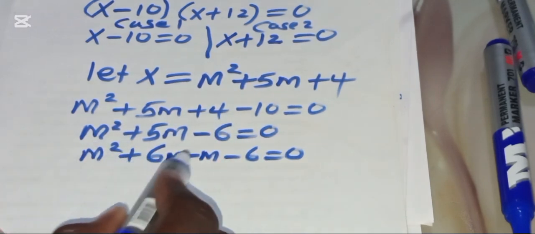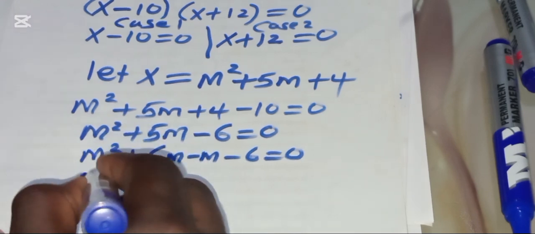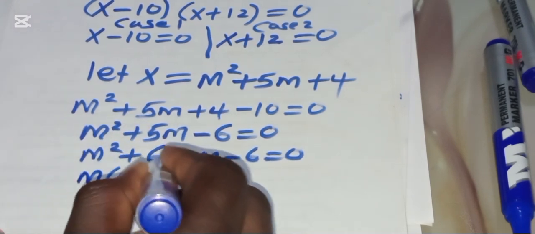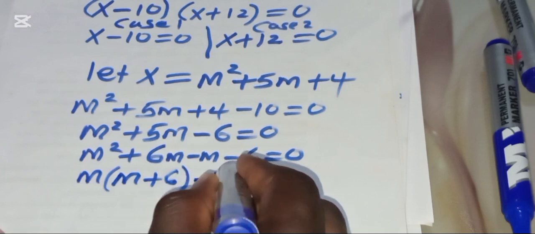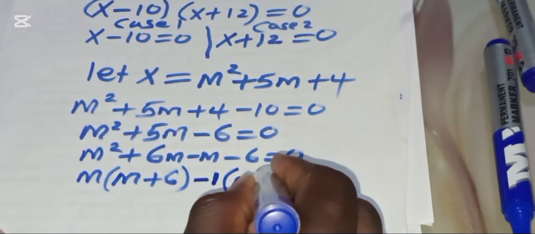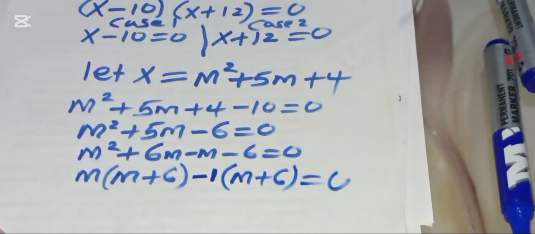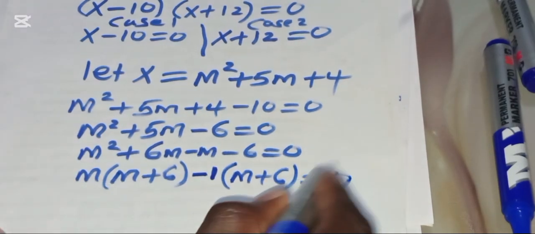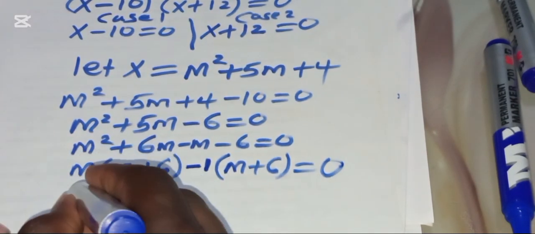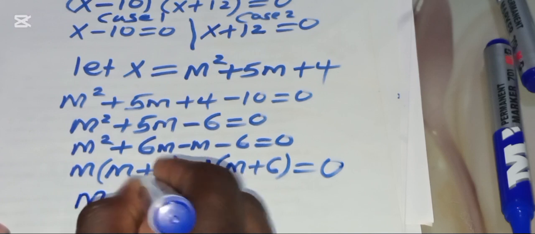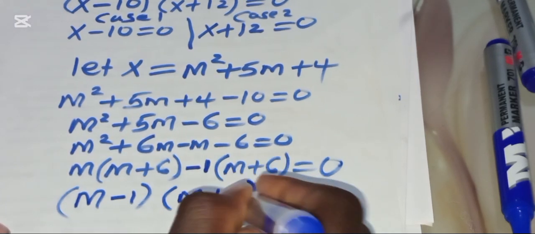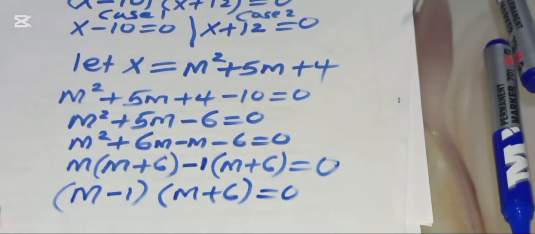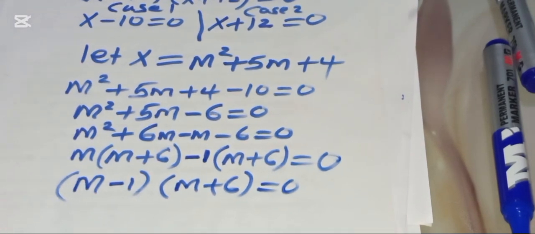So m squared plus 6m, m is common, so we'll have m plus 6, subtract, this is 1, we'll have m minus 1 times m plus 6, this is equal to 0. Now here we have two possible values of m.